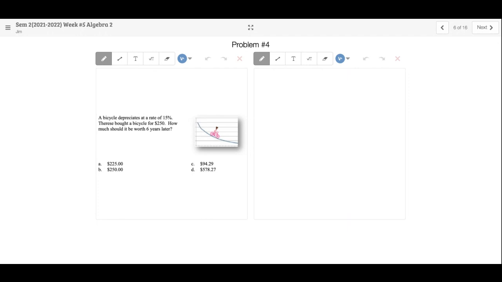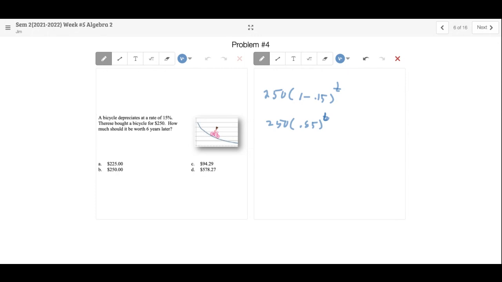I agree. So in this problem, first thing I do is I always look at the original amount. So it's 250. It's decreasing, so it's 1 minus 0.15 to the t power. So 1 minus 0.15, and I don't even have to subtract this, but I don't want to. It doesn't make any difference. So that's 0.85 to the t power. 6 years later, put 6 in there. How much is that bicycle worth in 6 years? I don't know. A bicycle's not going to be worth that much in 6 years, is it? So $94, I could go with that.